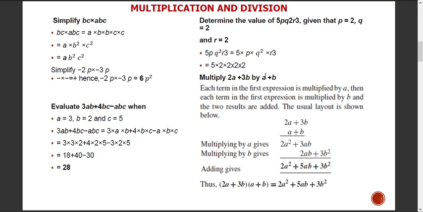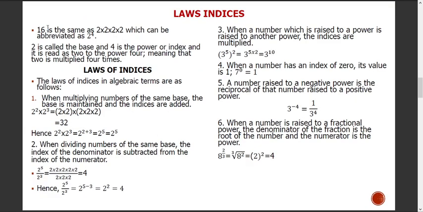So after that, we shall look at the laws of indices. An index is a number that is raised to a power. So for example, if I have 16, I can write 16 in terms of 2. If I want to express 16 in terms of 2, that means finding how many times 2 repeats itself to get 16. So if you multiply 2 four times, the product will be 16.